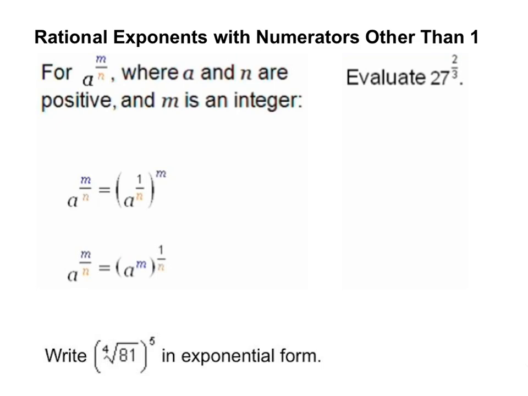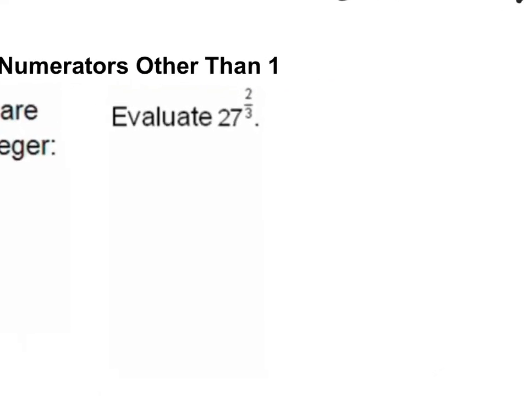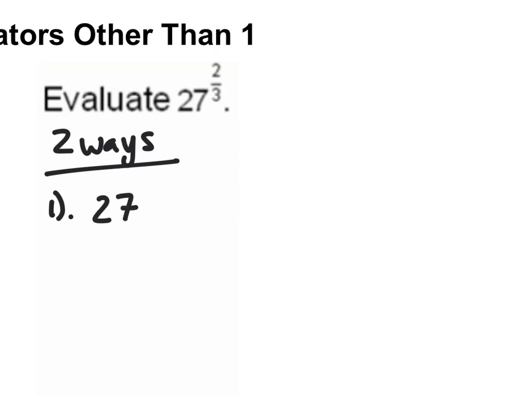What I want to do is go over an example where you have 27 to the 2/3 power. When the numerator in your rational exponent is other than a 1, you have to follow those same rules. So let's do this two ways. The first way is we're going to take 27 to the 2/3 power and rewrite that as 27 to the 1/3 power, and then we're going to square that.